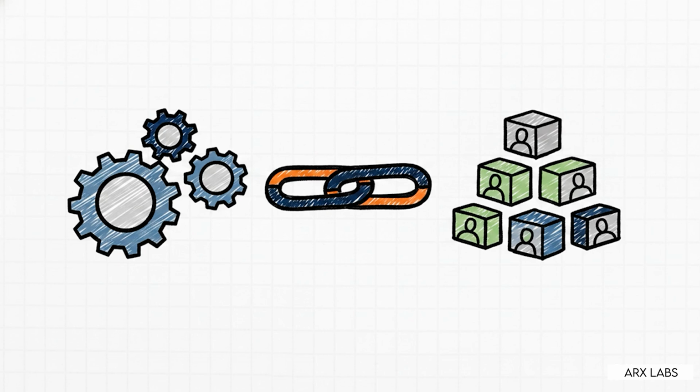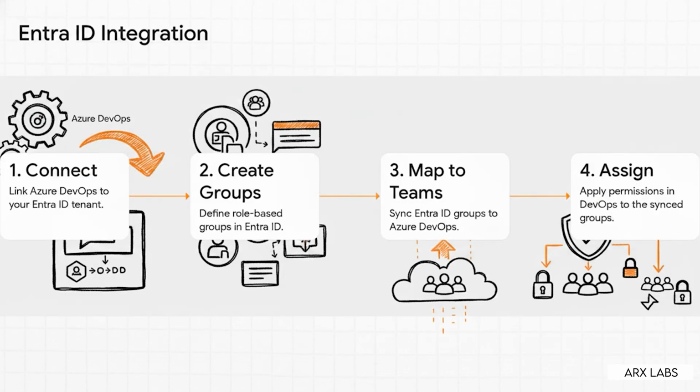This isn't just my opinion. Microsoft themselves say this is the foundation. It centralizes everything. When someone joins your company or when they leave, you make the change in one place, Entra ID, and their access to everything, including DevOps, is automatically taken care of. It's a game changer. And the process is actually pretty straightforward. It's really just a four-step flow.